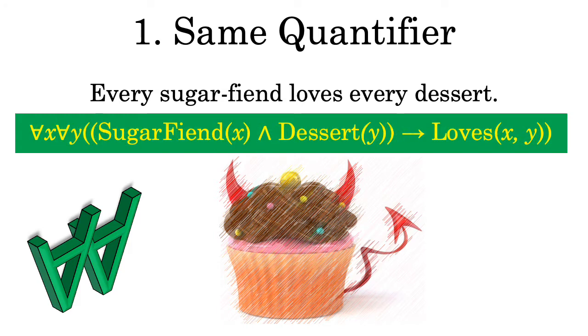Quite often, we pull that universal quantifier for all y to the beginning of the universal statement. That's called the prenex form of this expression. But this is exactly the same statement as the one we saw before. It's just phrased slightly differently, but it means the same thing. So what this says is for all x and for all y, if x is a sugar fiend and y is a dessert, then x loves y. So it expresses exactly the same meaning. So that's equivalent to the formulation we saw on the previous slide.